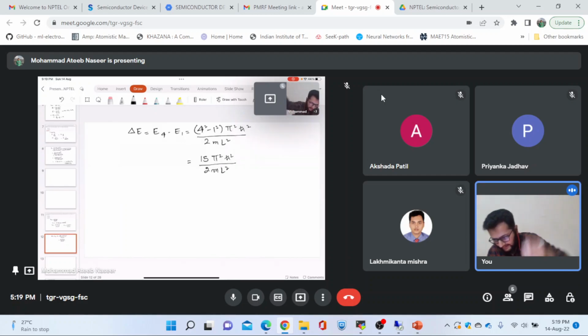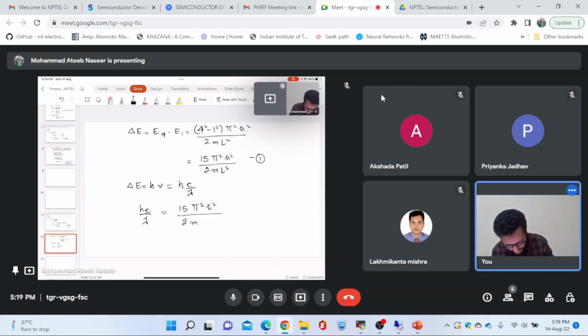So let's write this energy in terms of the wavelength. We know that this delta E will be given by h nu, where nu is the frequency, which is given by hc by lambda. We can substitute these values in the first expression, and we will get hc by lambda equal to 15 pi squared h bar squared by 2mL squared.